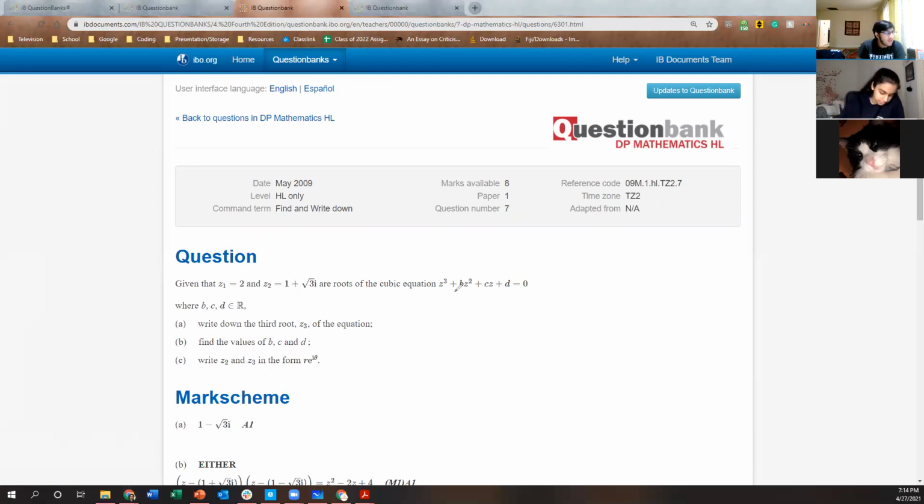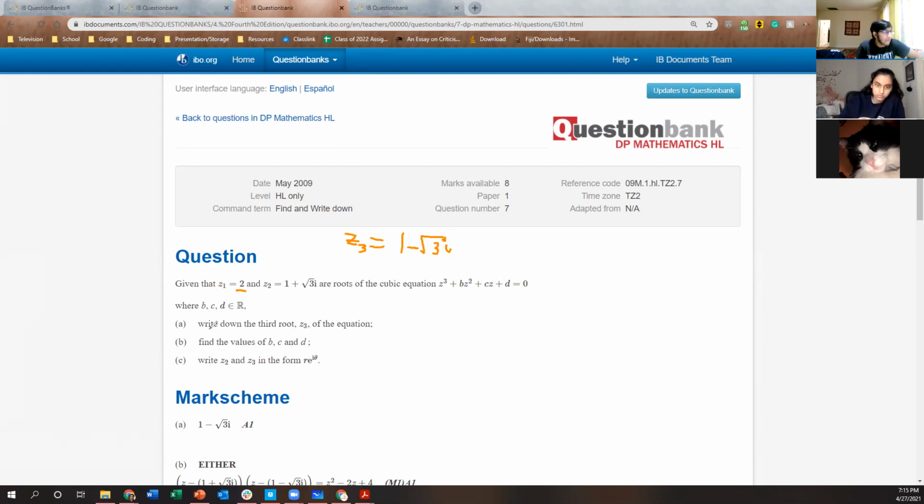It's a cubic equation, so by the fundamental theorem of algebra we know it has to have 3 roots, whether complex or not. Because it's an odd polynomial, it has to have at least 1 real root. So we know z1 equals 2, z2 equals that, and those are the roots. By the lemma of the fundamental theorem of algebra, z3 is going to equal 1 minus root 3i, because conjugates have to be solutions as well. That's just something you need to know.